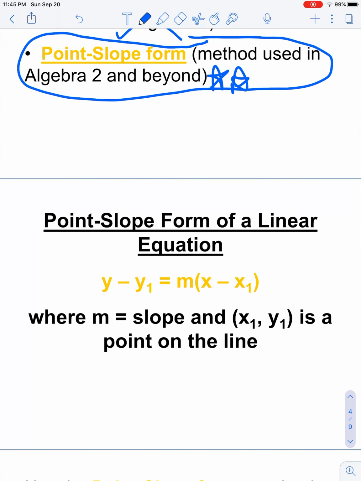The point-slope equation is y minus y sub 1 equals m times the quantity x minus x sub 1, where m will represent the slope of the line and x sub 1, y sub 1 are the coordinates of a point on the line.